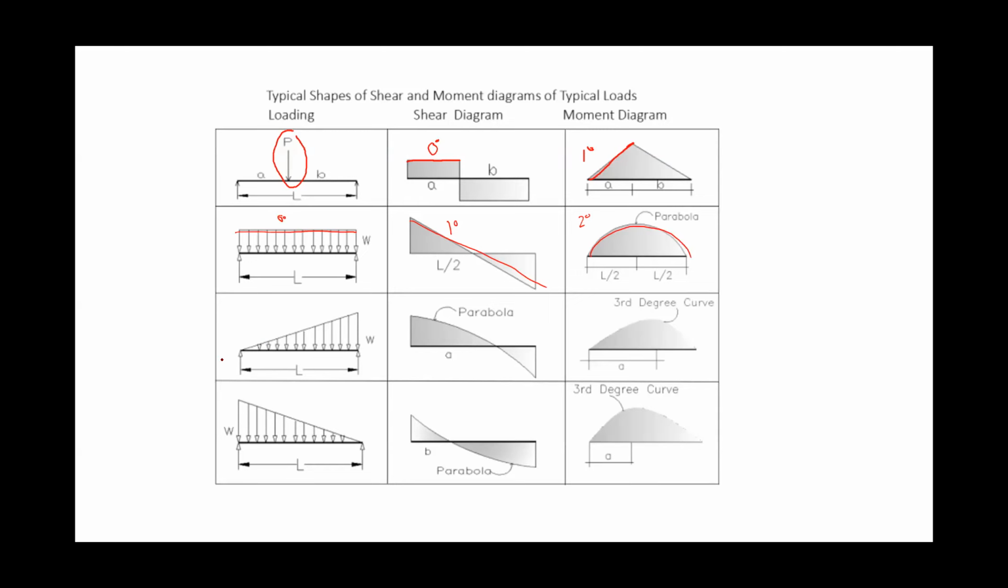Punta naman tayo sa uniformly varying. Now, since this is already an inclined line, this is already 1 degree. So, pagdating mo sa shear, parabola na siya, this is second degree. Tapos, pagdating mo naman sa moment diagram, you now have a third degree curve. So, nag-add tayo ng degree.